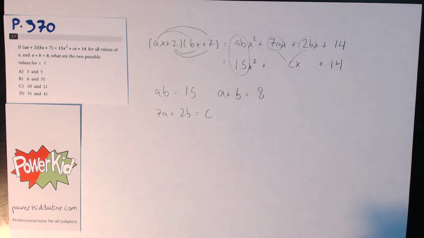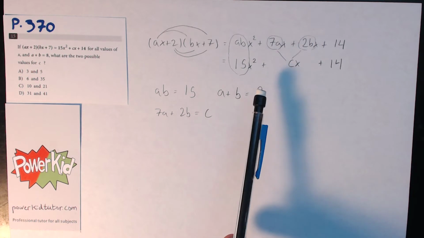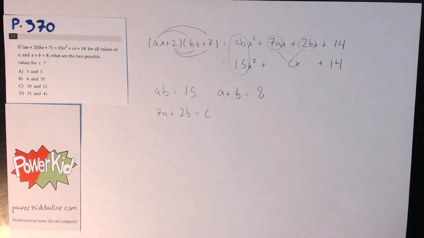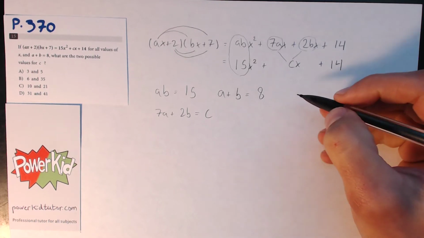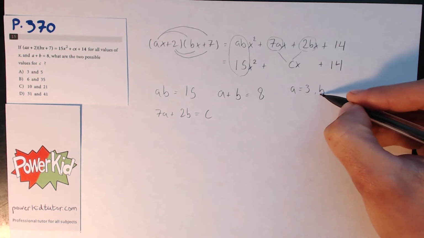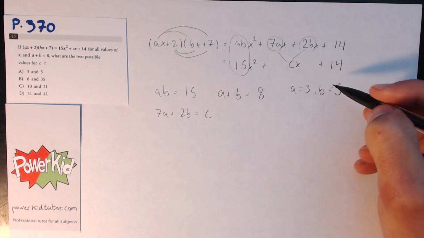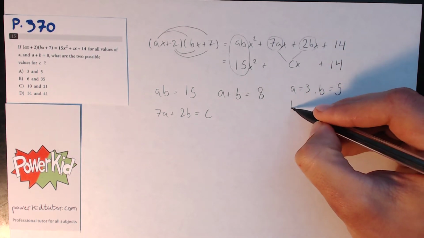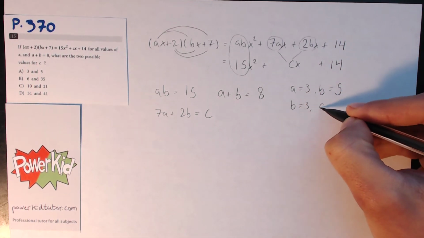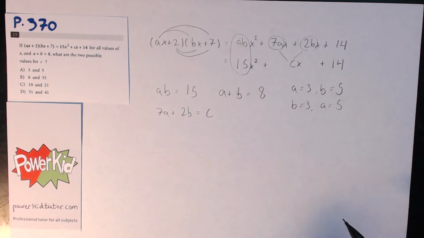Cool. We're doing good. We know a times b equals 15 and a + b equals 8. Just by, in our head, thinking about this, we can think of two possibilities. We know that maybe a equals 3 and b equals 5, because a + b would equal 8, and a times b is 15. Or it might be the reverse. Maybe b equals 3 and a equals 5. Okay? Not sure, but we can try these things out to find out what c might equal.